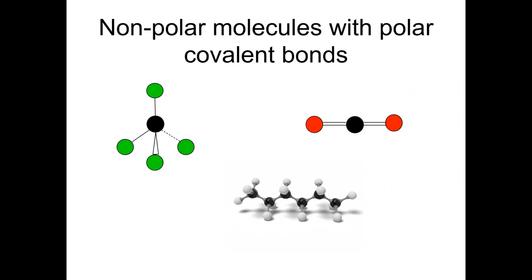So to summarize, you can have non-polar molecules with polar covalent bonds. I suggest you remember these shapes and know some examples of compounds that have these shapes. So taking this one for instance, if you have an atom such as carbon or silicon which forms 4 covalent bonds and it is covalently bonded to 4 identical atoms, this will be symmetrical and non-polar. Carbon dioxide is another example, as well as any hydrocarbon molecule such as hexane.